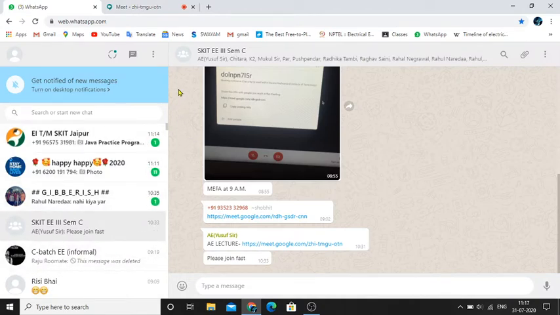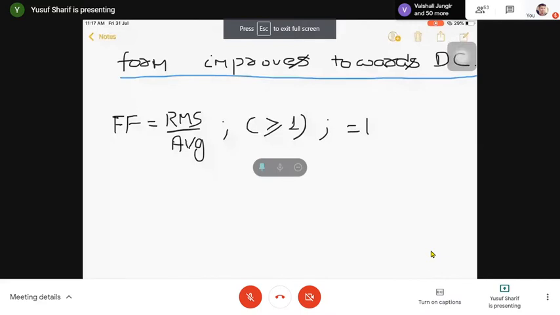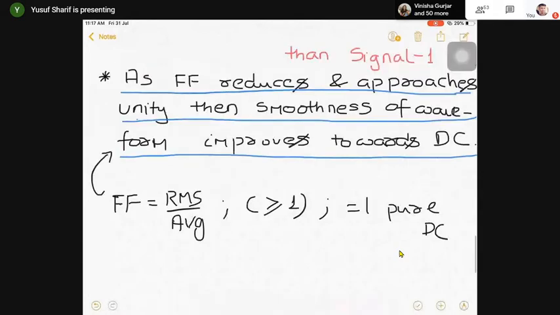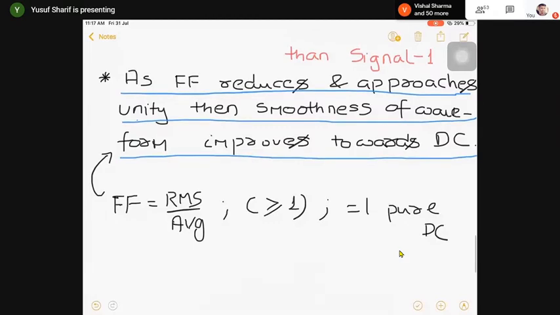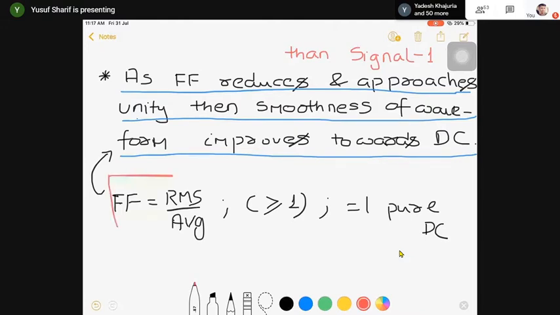When it is equivalent to 1, it is nothing but pure DC. And what is the fourth point? Fourth point is the point that I've written here. What is that? As the form factor reduces and approaches unity, the smoothness of waveform improves towards the DC waveform. Is this clear? So this was the information regarding your form factor. ये चीज़ें आपको दिमाग में रखना है about form factor. ठीक है? Because in the exam, the only thing you will be asked is to calculate the form factor, calculate करने के लिए पूछा जाएगा.